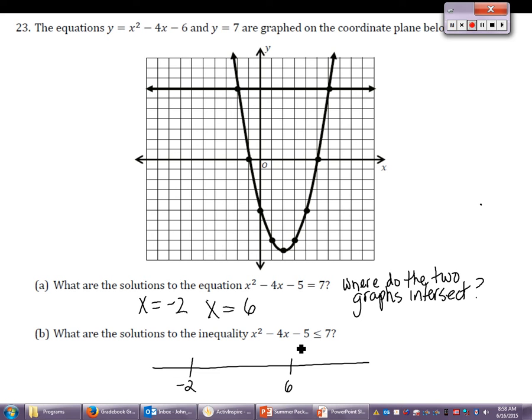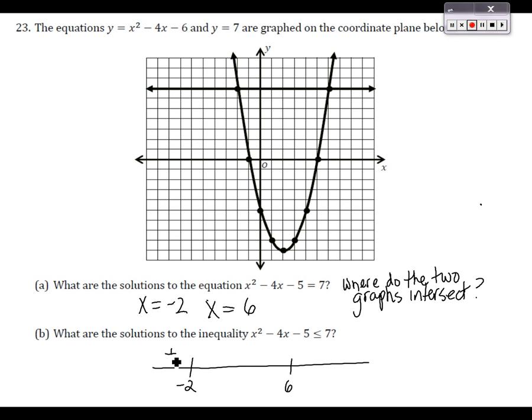When you plug it in, you will see that you get a value that is greater than. So let's just put it in there. This is going to give you 9, this is going to give you 12, and then you're going to subtract 5 from that, so it's greater than 7. So this is greater than.